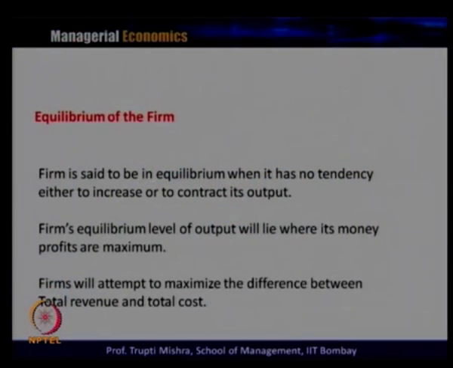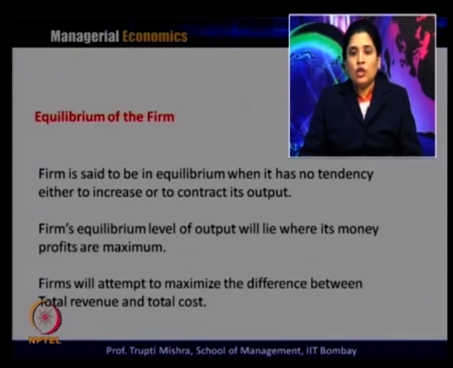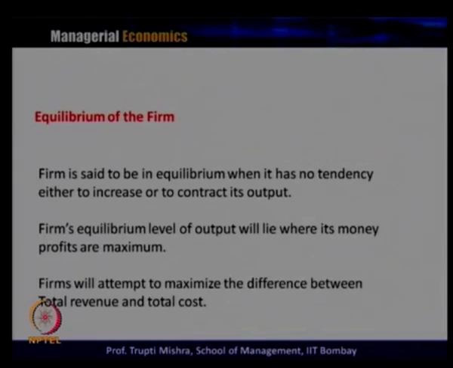A firm is said to be in equilibrium when it has no tendency either to increase or to contract its output. So, it is a kind of state of balance. The equilibrium level of output will lie where its money profits are maximum. Firms will attempt to maximize the difference between total revenue and total cost, because the output level where the profit is maximum has to be the equilibrium level.